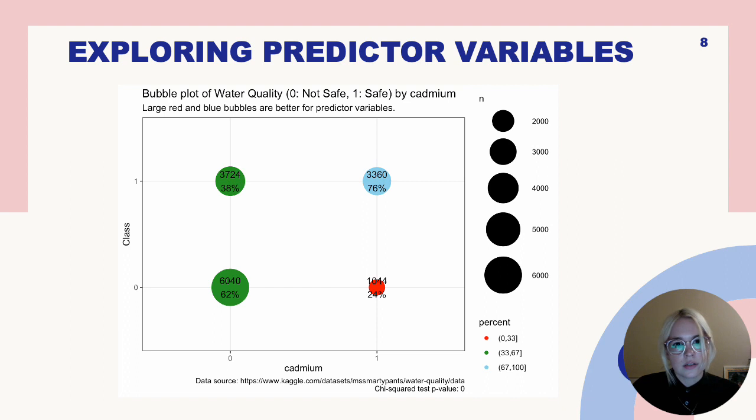Cadmium was another relatively good example, where at least we have bubbles falling in the low and high bins in terms of color and percentage, and the number distribution between the 2 class levels is not even, but it's not too extreme.